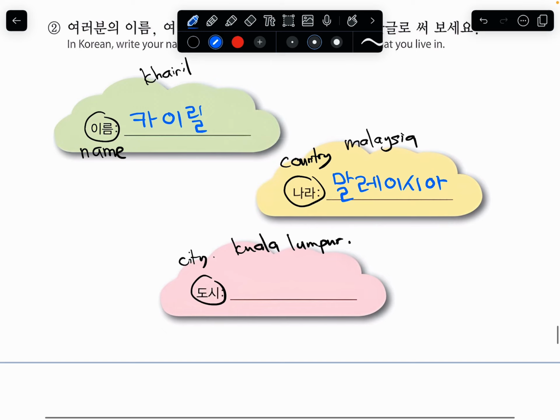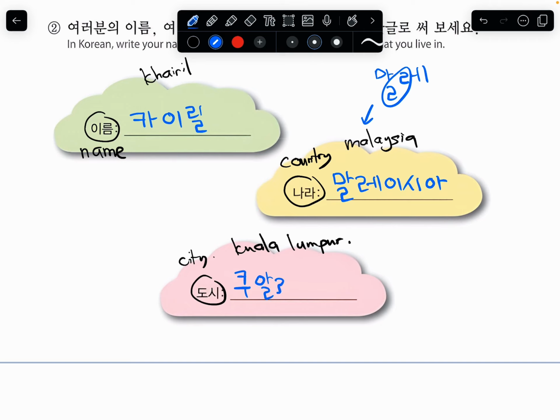Malaysia. Okay, if you can see here, this one has L. We use double L like this. Ma-lay. So we have double L like this. And then Kuala Lumpur. Because Kuala Lumpur ends with R, but Korean does not have the R sound at the end, if the sound needs R, they will use this, and then you just put R. So it becomes R, Kuala Lumpur.